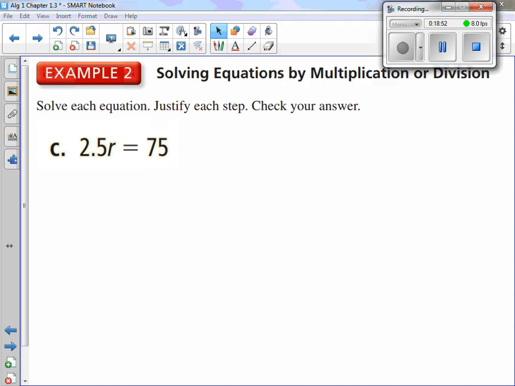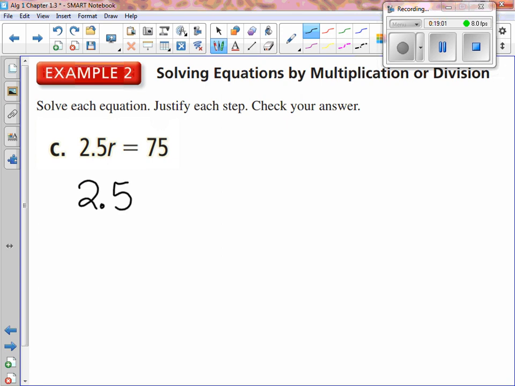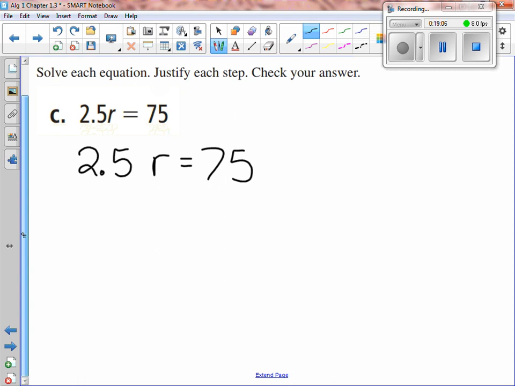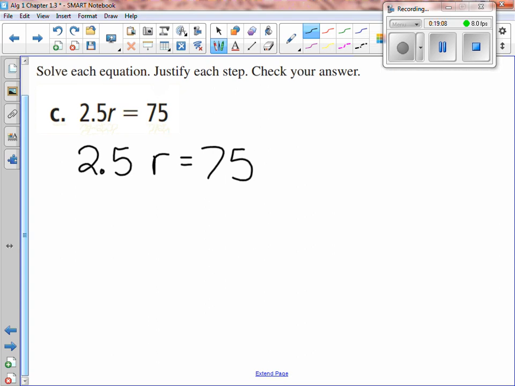Okay, so we're looking at this one here. We have the equation 2.5r equals 75. What we want to do is get r by itself. So what is with r? Correct, it's the 2.5. Now to get 2.5 away, or to get r by itself, we're going to use our division property of equality.